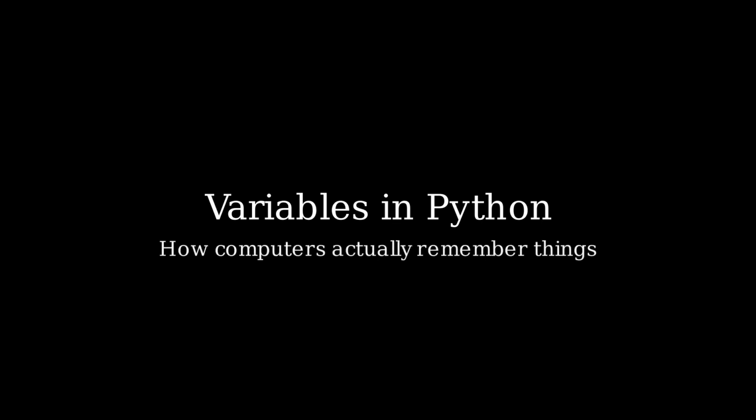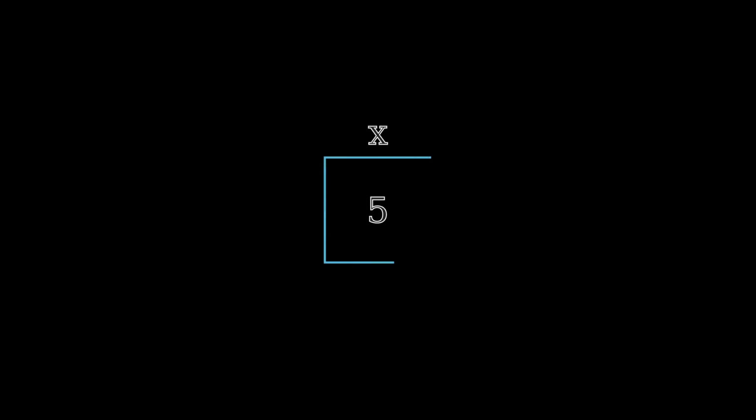Every program you've ever written, every AI model, every app depends on one simple idea: remembering things. But how does Python actually remember data? When you write x equals 5, what really happens inside the computer?